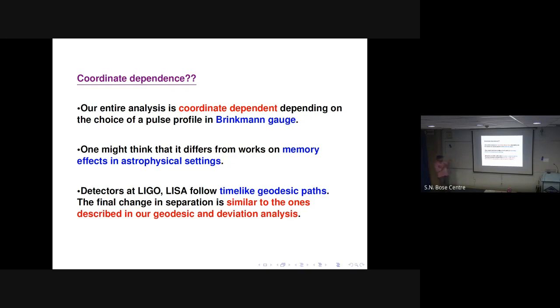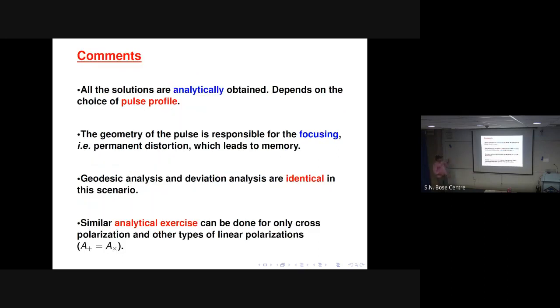So the geodesic deviation equation that the detectors of LIGO and LISA will follow will be similar to the geodesic equations that the coordinates follow in Brinkmann gauge. The final change in separation is similar to the ones described in our geodesic and deviation analysis. So this ends the first part of the squared pulse part of our talk.